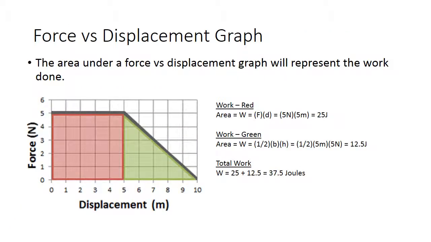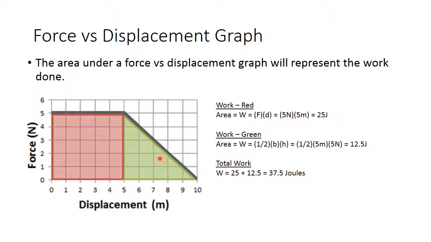If we look at a force versus displacement graph where we have force on the y and displacement along the x, we see the area underneath the curve will represent the work done. Let's first look at the work in this red shaded area. We see this shape is a square, so the work done, or area under the curve, will be equal to the base, which is 5, times the height, which is also 5, so that will get us 25 joules.